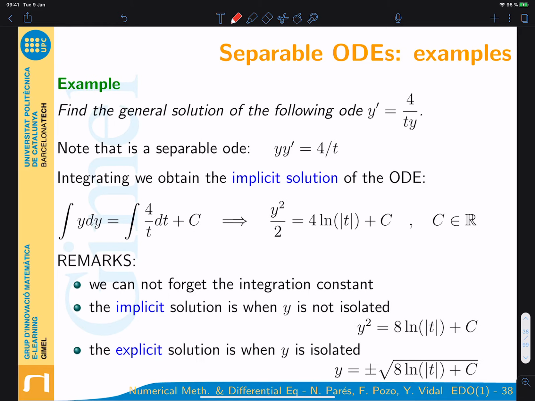Now, let's see another example. Now we want to solve the following ordinary differential equation: y prime of t equals 4 divided by t y. Okay, we want to solve this ODE.